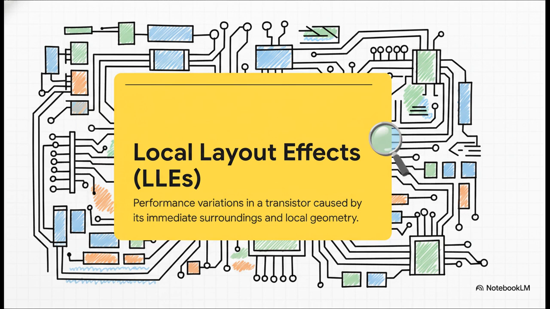It turns out a transistor's performance isn't just about what's inside it. It's hugely influenced by what's around it. How close is the next wire? Where are the connectors? It's like its neighborhood is literally changing its personality.